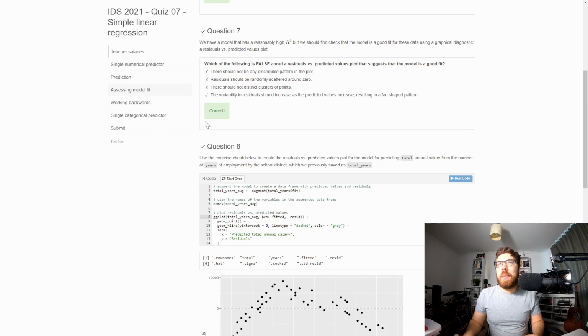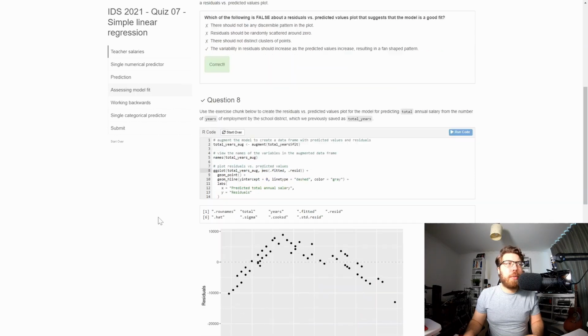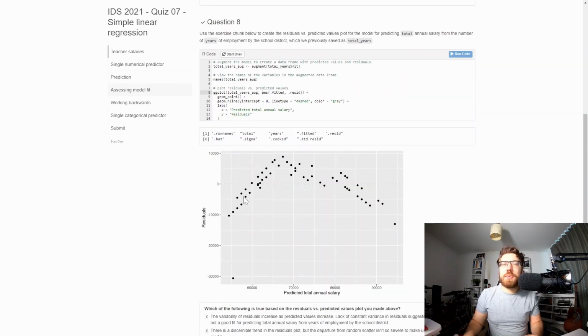Okay, and one such pattern that could happen is a fan-shaped pattern, which would essentially start out very thin over to the left side of the plot. In fact, I've already got the plot for the next question here, so we could use this as an example. So it'd be thin here and then fans out, which would essentially say that as our predicted total annual salary increases, our model's performance decreases because the residuals become larger and larger, meaning that our prediction gets further and further away from the actual value, which sits at 0.